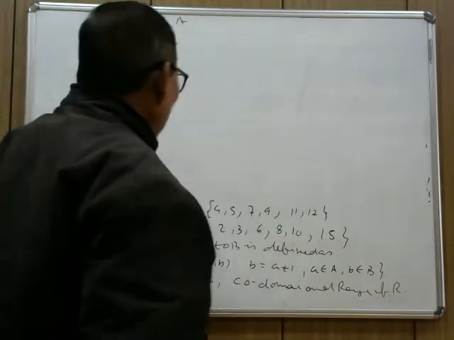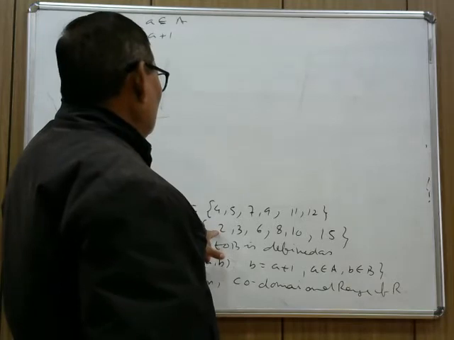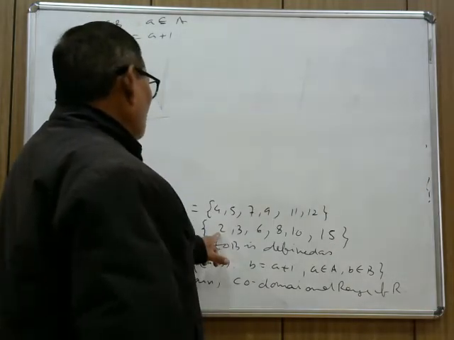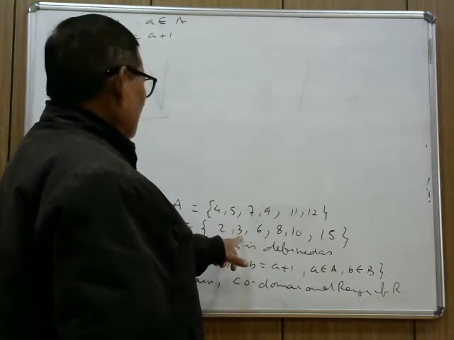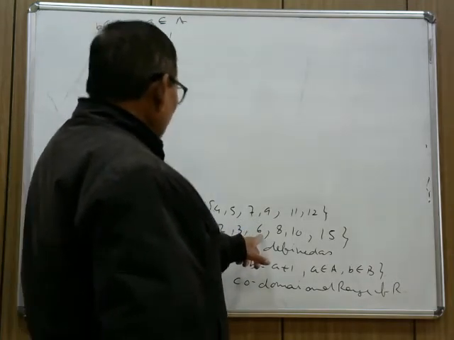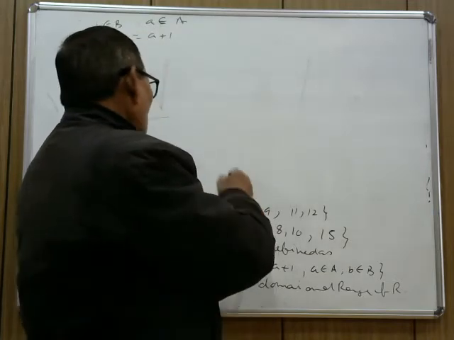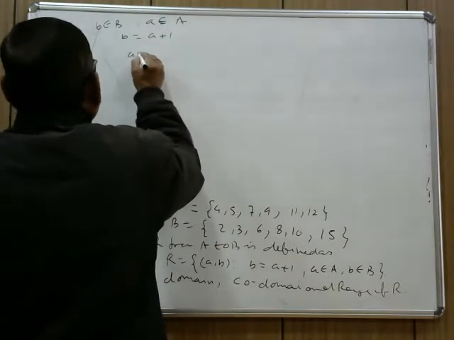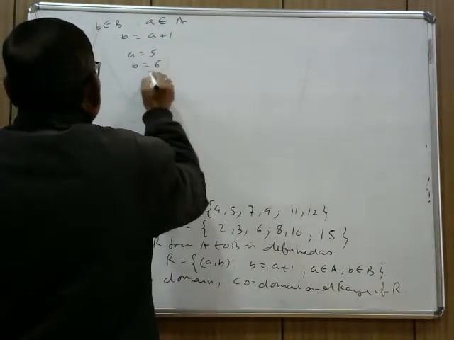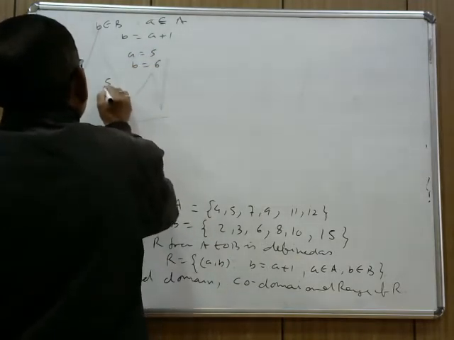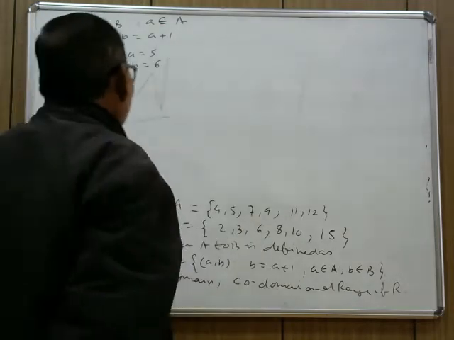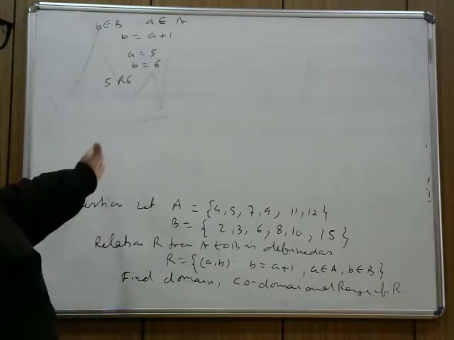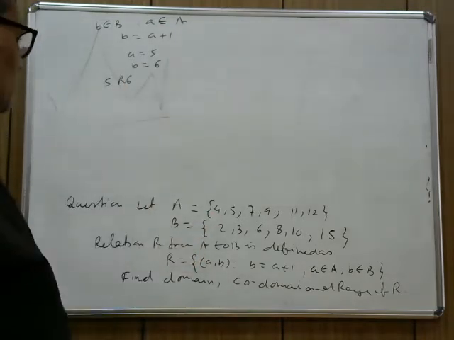This is the relation. When you take 2, when you add 1 to any element of A, can you get 2? No. Similarly for 3. When you reach 6, when you add 1 to 5, you get 6. If your a is 5, then b is 6. So 5 is related to 6 under this relation.